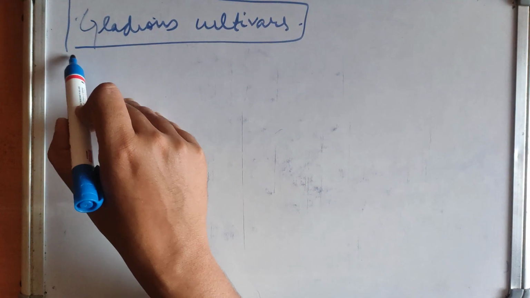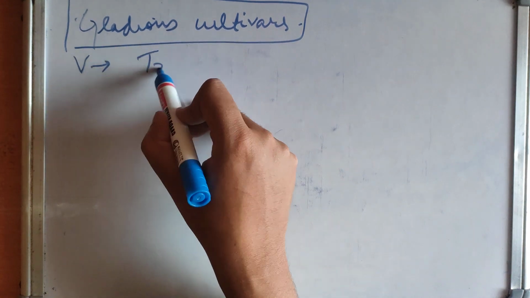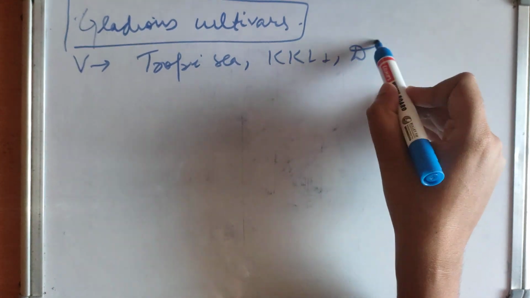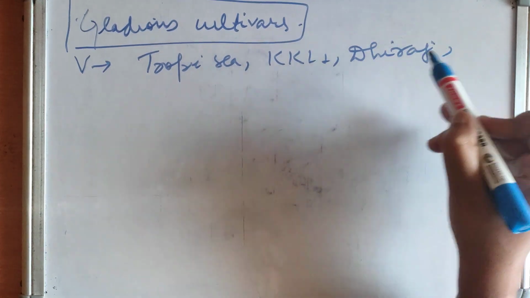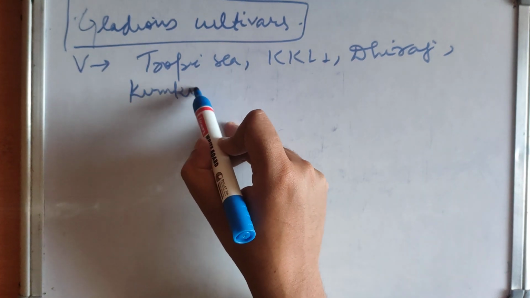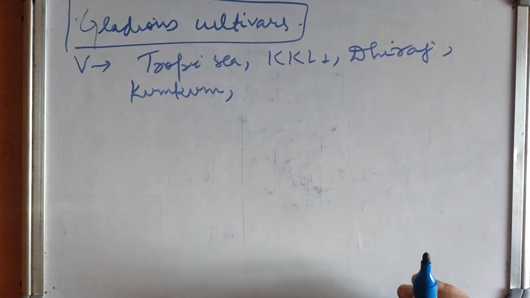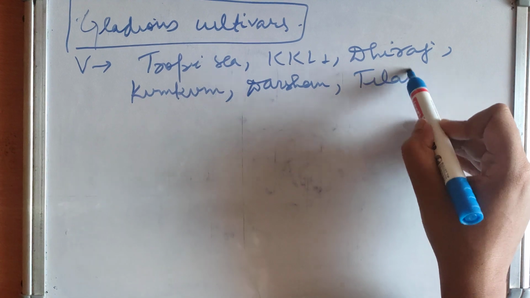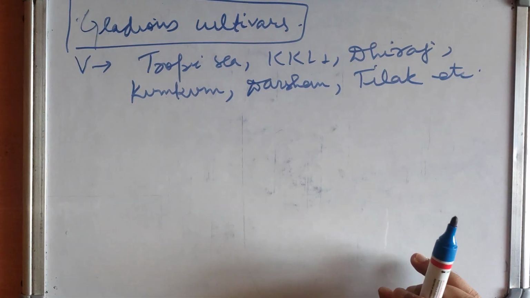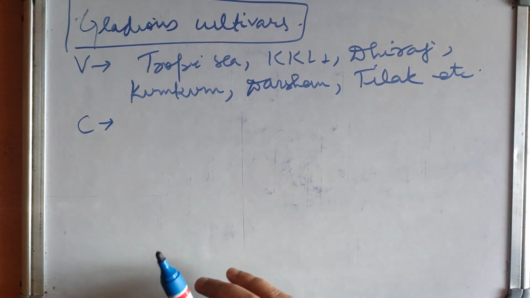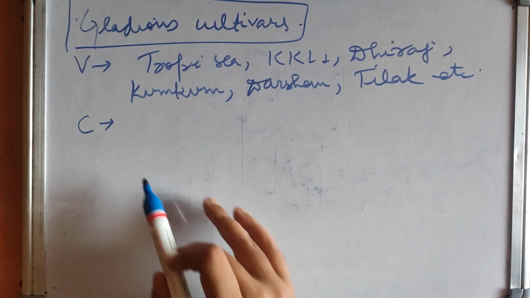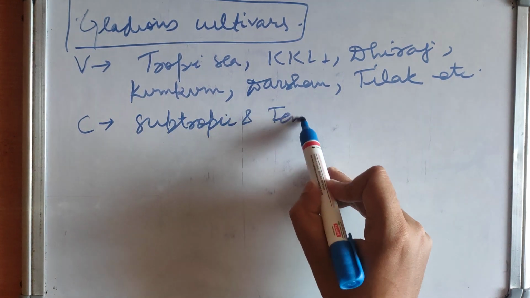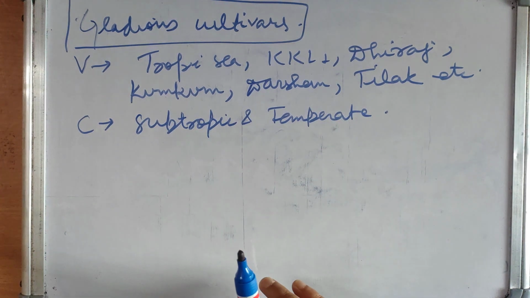So the common varieties of Gladiolus are Tropic C, KKL1, Dheeraj, Kumkum, Darshan, Tilak, etc. The climate should be subtropical; subtropical and temperate climate conditions are suitable.